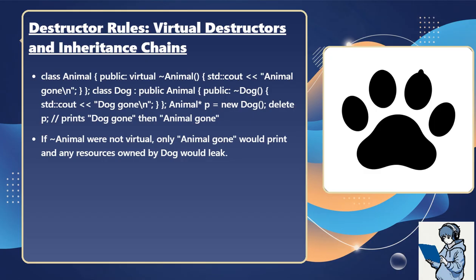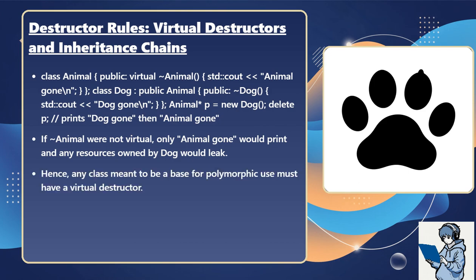If ~Animal were not virtual, only Animal gone would print, and any resources owned by Dog would leak. Hence, any class meant to be a base for polymorphic use must have a virtual destructor.